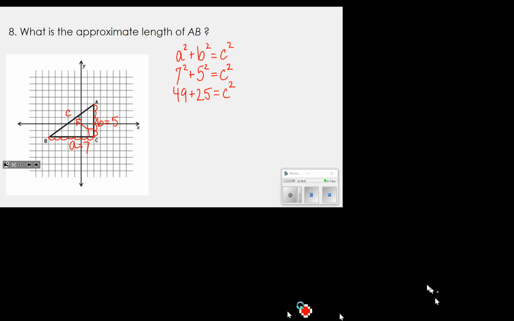When you add those together, you get 74 for C squared, but we're not looking for the area of the square off of side C. So we're going to solve for C. So we square root, and cancel. And the square root of 74 is approximately 8.6. That is our measurement of C.